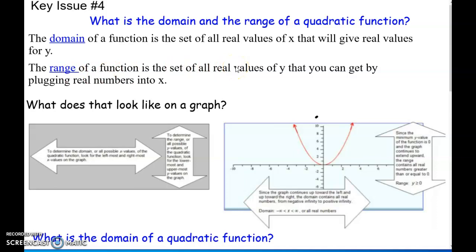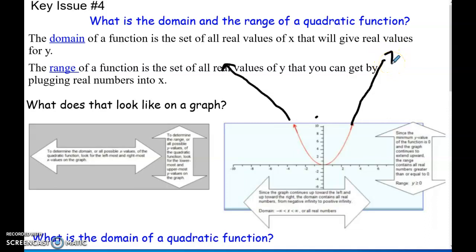Okay, so what does that look like on the graph? I'm going to show you two ways of thinking about it, and maybe one of them will stick with you. The first is, to determine domain, or all possible x values, for the quadratic function, look left and right on your graph. So if I'm looking at this graph right here, and I'm looking at all of the possible x values, well, this graph is going to continue going that way forever, and it's going to continue going that way forever.